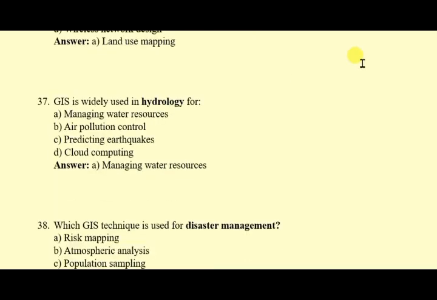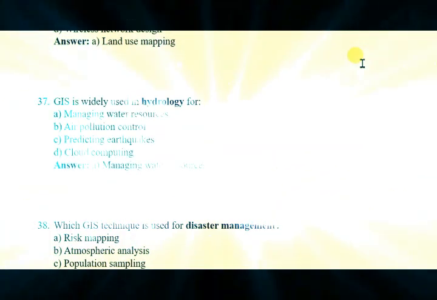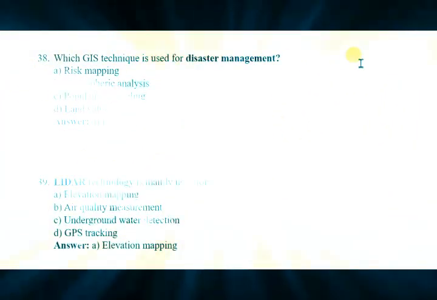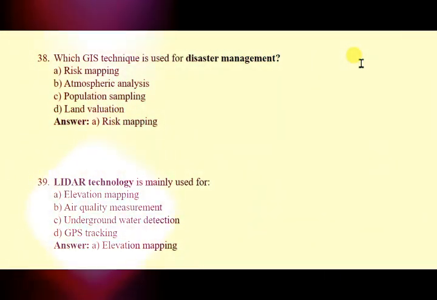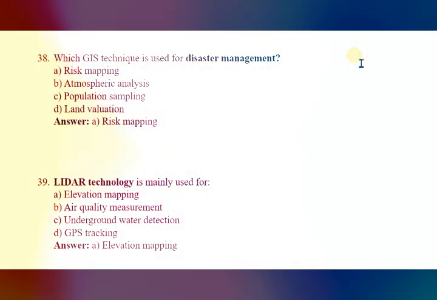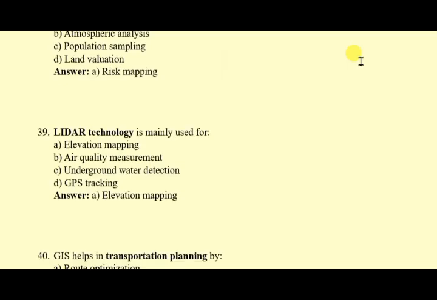Question 37. GIS is widely used in hydrology for managing water resources, air pollution control, predicting earthquakes, cloud computing. Managing water resources. Which GIS technique is used for disaster management? Risk mapping, atmospheric analysis, population sampling, land valuation. Risk mapping will be the correct answer.